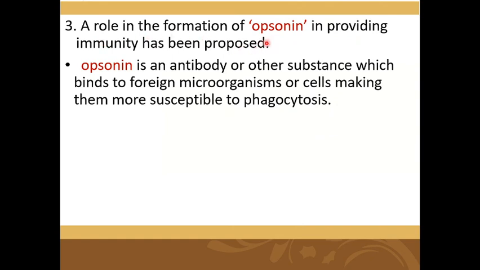A role in the formation of opsonin in providing immunity has been proposed. What is opsonin? Opsonin is an antibody or other substance which binds the foreign microorganism or cell and makes them more susceptible to phagocytosis. So opsonin भी synthesize होते हैं, ठीक है? Opsonin क्या होते हैं कि just like the antibodies, they react with the antibodies, or you can say it is an antibody. You know what is the work of the antibody? To kill the foreign particle.